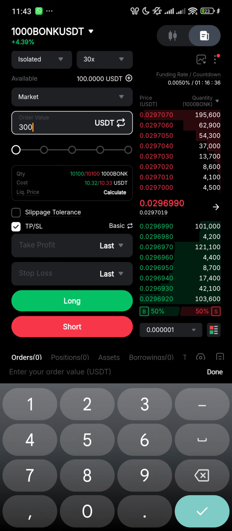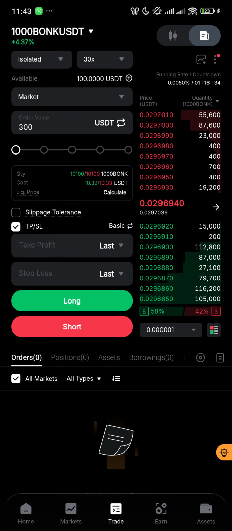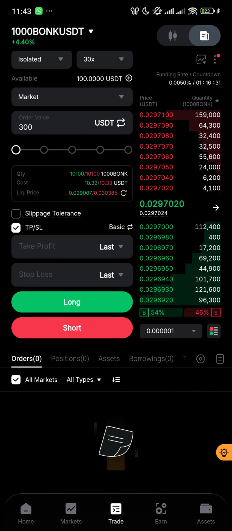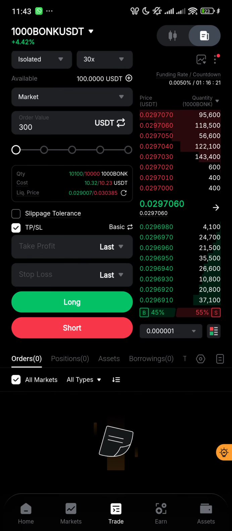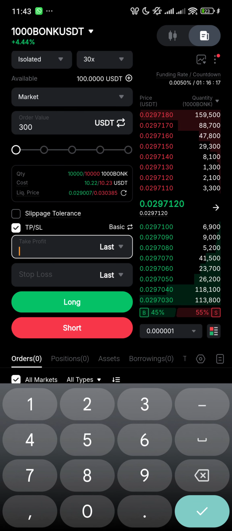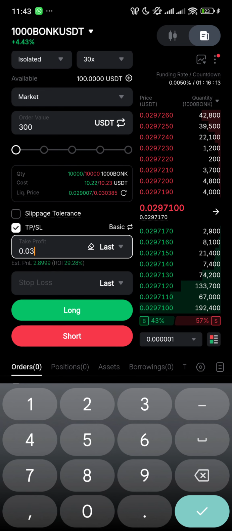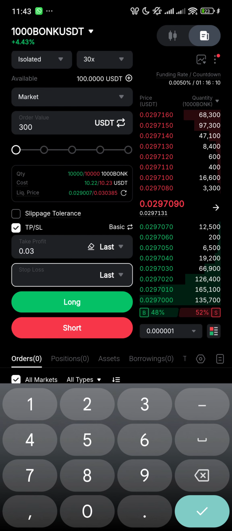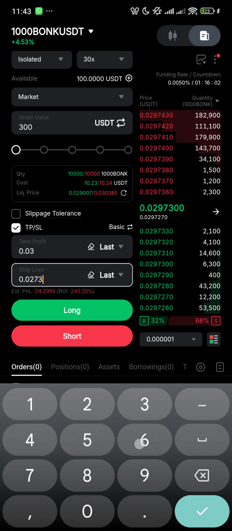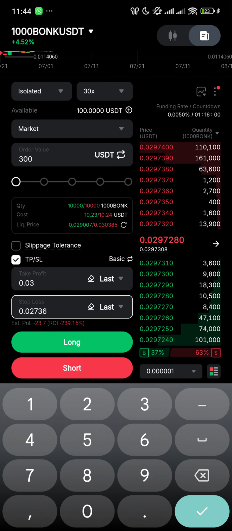So let's calculate it again. So my liquidation price is at 29. So you can see it has changed from the initial stop loss, right? So if I'm incurring this, let's put our take profit at 0.3. I'm making just $2 on this trade. Then my stop loss 0.02736. I'm incurring more, but it will liquidate me at this price point.